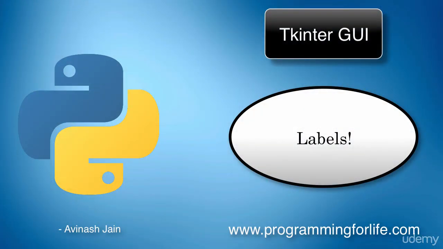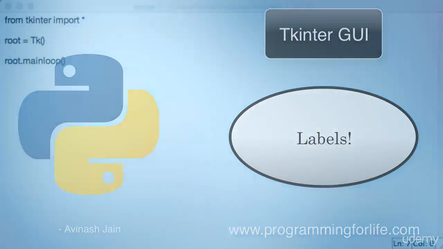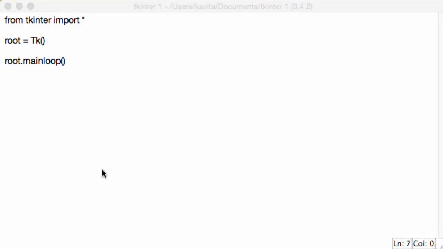Alright, so in the last lecture we created a very basic Tkinter window. There was nothing in it, nothing too fancy, it was just there. So the next thing I want to talk about is labels, adding text to your screen. For example, let's say I wanted to add a label onto that screen and say, welcome to our window, welcome to our app. How would I do that?